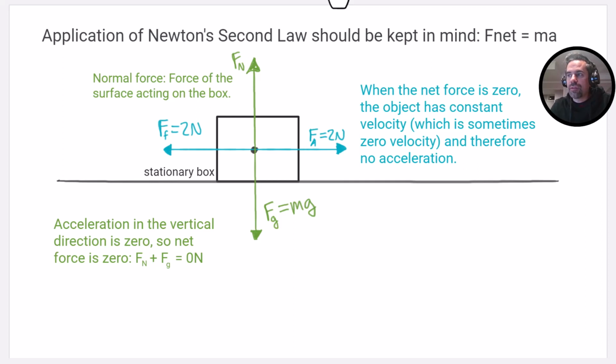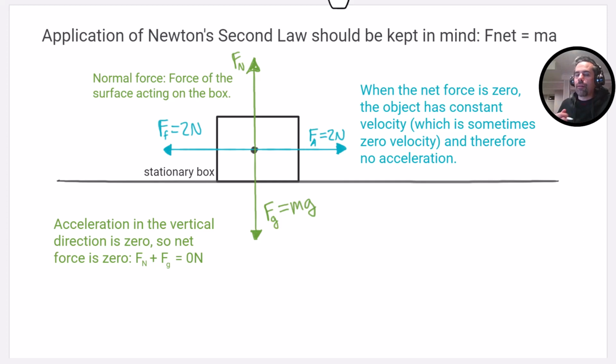That is only the case, that the normal force is equal to the gravitational force, when you have an object that's on a horizontal surface that is not accelerating up or down. So you can't be on a sloped surface, and you can't be in something like an elevator that might be accelerating upward or downward. Those are the vertical forces, so you can see those labeled in green here.